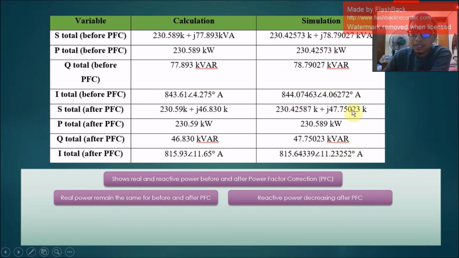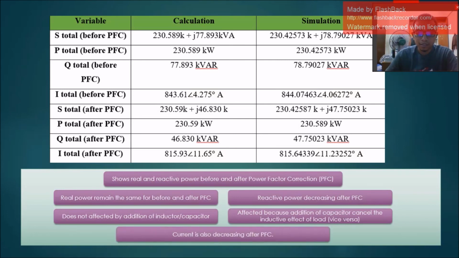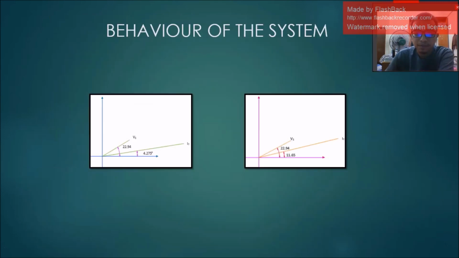But for reactive power, it changed, it decreased. This is because in PFC we add a capacitor. The capacitor does not affect the real power because real power is affected by the resistor, but it does affect the reactive power. The addition of a capacitor cancels the inductive effect of the load, and vice versa. If we add an inductor, it will cancel the capacitive effect, but this circuit is an inductive circuit. We can also see the current is decreasing because the power is decreasing.